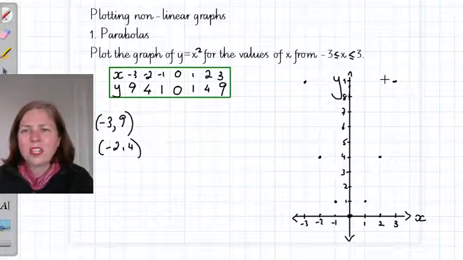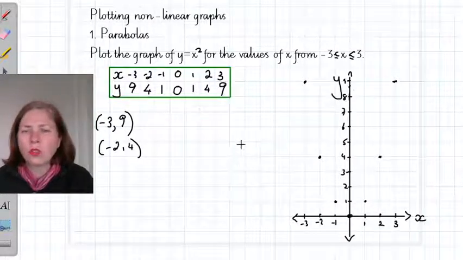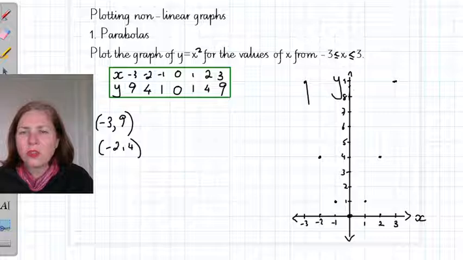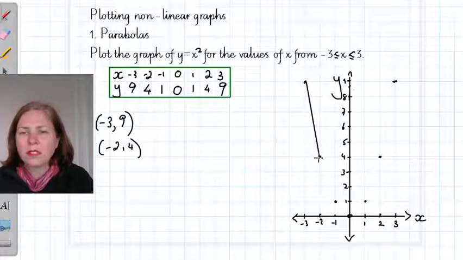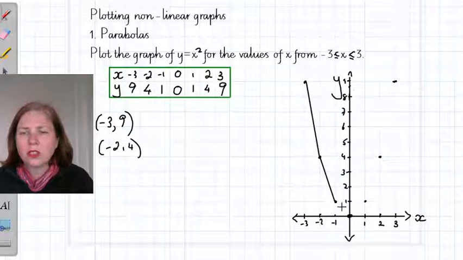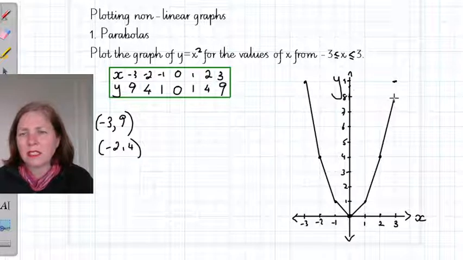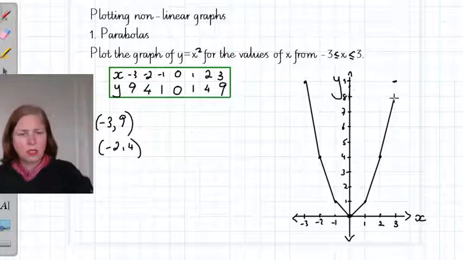Okay, so let's pretend I was connecting these with a straight line. What would it look like? So let's just join these up. I don't want you to do this, just watch. Join it up. Each of these are getting joined with a straight line. Whoops, that last one didn't work.